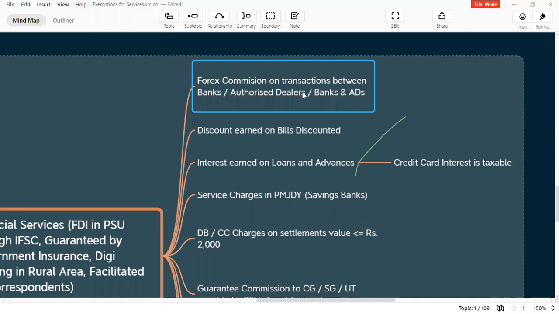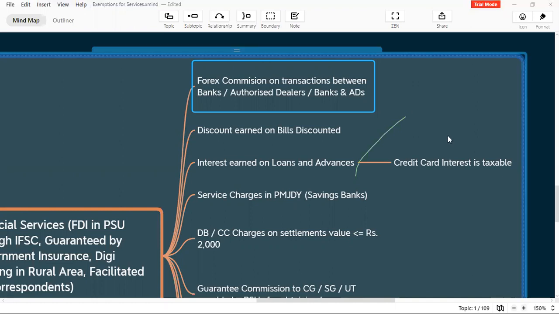So earlier, regional rural banks and cooperative banks were not effectively covered under the definition of banks. Now they also will be covered because they just use the word banks. So forex commission on transactions between banks, Western Union money transfer, authorized dealer, one authorized dealer to bank, this is exempt. So this is F.